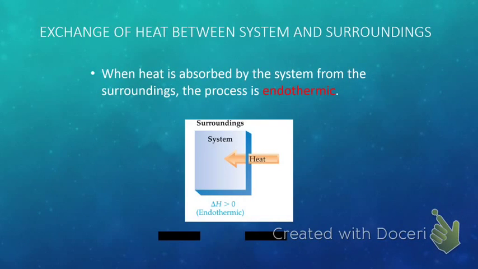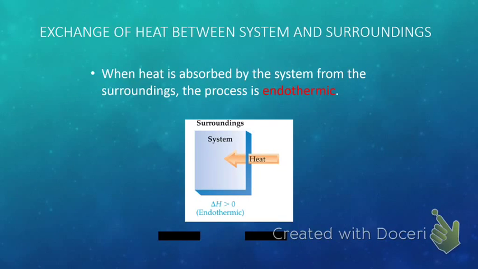So, in the last segment, we were talking about the exchange of heat between system and surroundings. Because remember, energy is neither created nor destroyed, so it can only be transferred from one object to another in the form of either heat and/or work. Well, when heat is being absorbed by the system from the surroundings, so heat is being added to it, it's called an endothermic reaction. And there's this symbol here called H, and we're going to talk about how that relates to enthalpy in a moment.